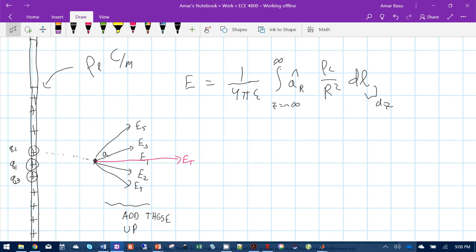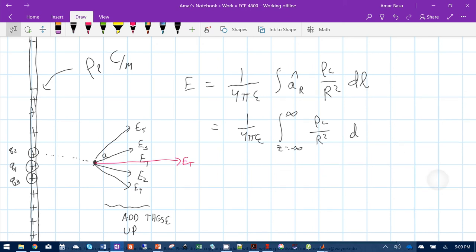Everyone with me so far? All right. The electric field is equal to 1 over 4 pi epsilon integral from z equals negative infinity to infinity of rho L over R squared times dl, or dz, sorry. So we have to figure out the different components of this integral.